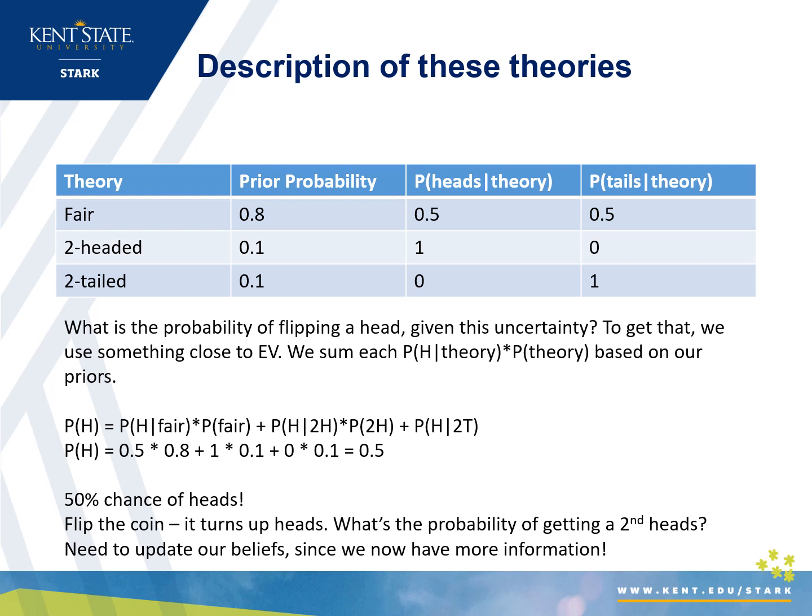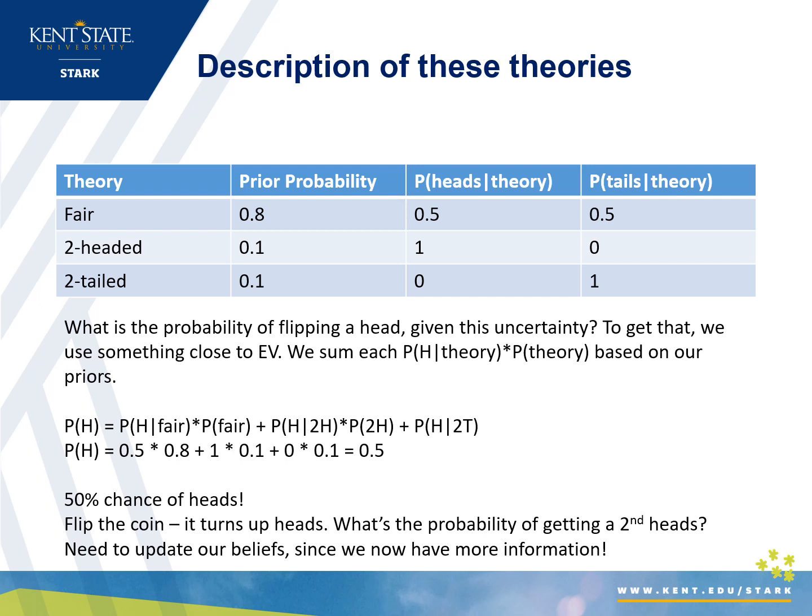On the other hand, there is the last theory, which is that it's a two-tailed coin. Again, we assigned a 0.1 probability, or 10% probability, to that being true. And if it is true that it's a two-tailed coin, then the probability of heads is 0. You can't possibly flip a head on a two-tailed coin, which means it's a 100% chance you're going to get tails on that coin. So I want to know, what is the probability of flipping a head given that we don't actually know which of these coins is the one that I'm holding in my hand?